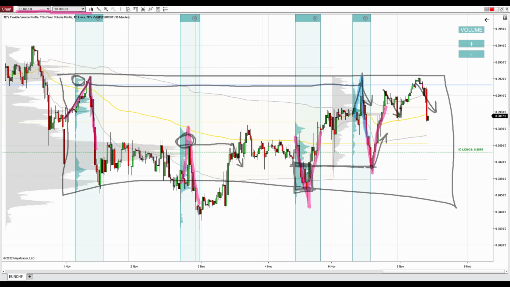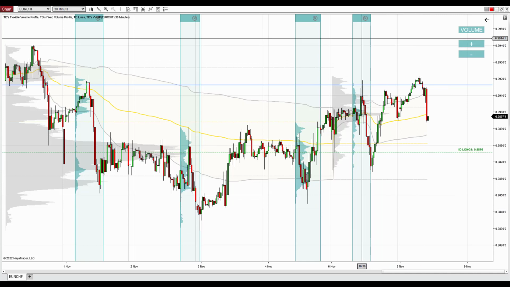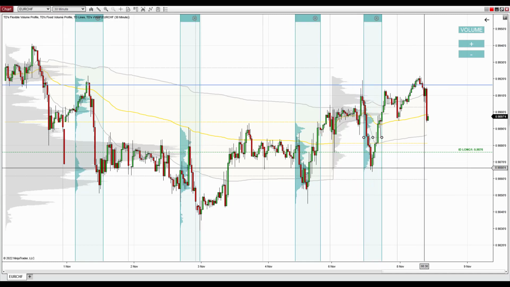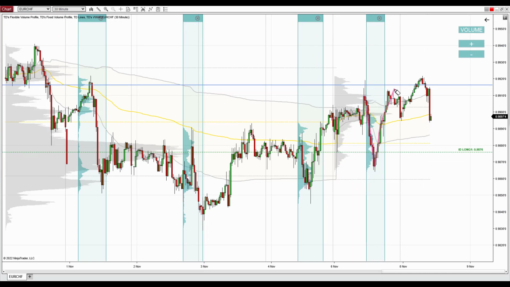Now, coming to the last one, let me delete all this. The last rejection is this one. This is a rejection of lower prices, and there is a significant volume cluster here. This is the beginning of that significant volume cluster, and it is at 0.9876. And as you can see, this heavy volume cluster and this rejection haven't been tested yet, which means that it is still good to trade.